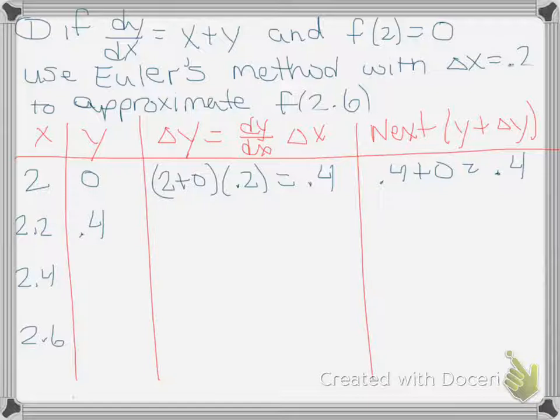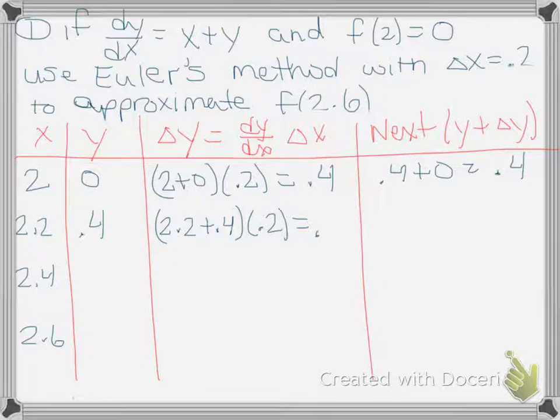And we're going to keep repeating these same steps. So I'm going to take, again, x plus y, but it's a new x and a new y value. So I have 2.2 plus 0.4. We're still going to multiply by delta x. That part never changes, so don't forget it.